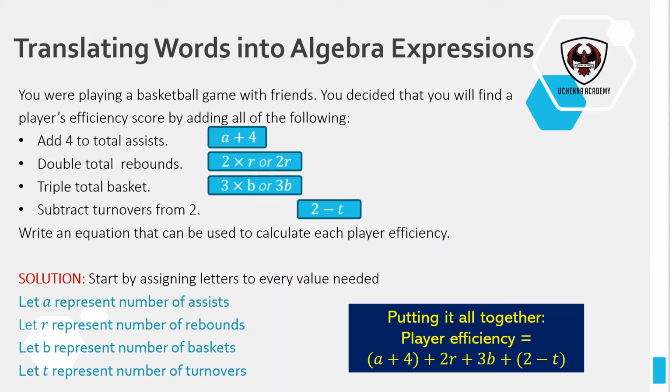We've put each phrase in brackets, well, the ones with addition and subtraction. You could also put the 2R and 3B in brackets. Actually, it won't make a difference in our problem at all. And then we're going to add them all up, because that's what you're told to do. You're going to add all of these things together, and that'll give us the total player efficiency.